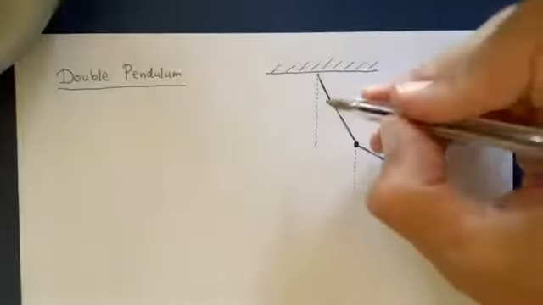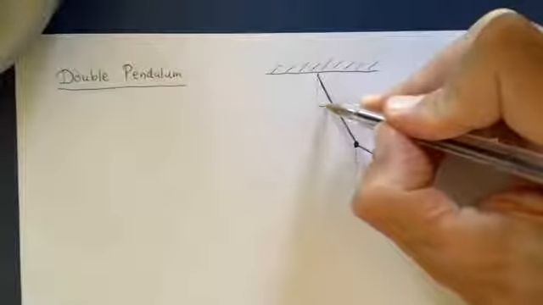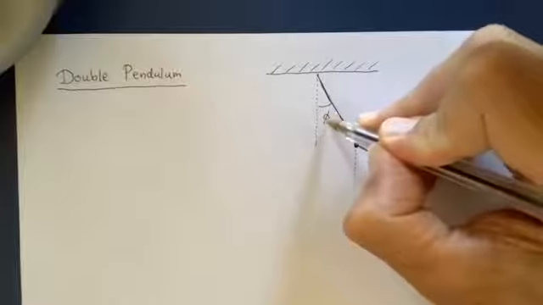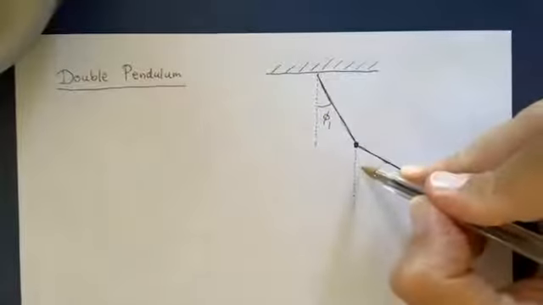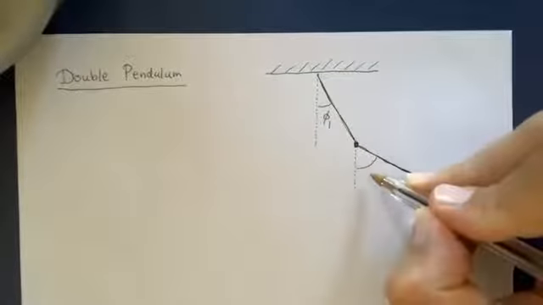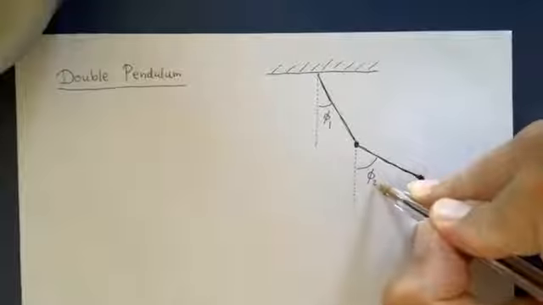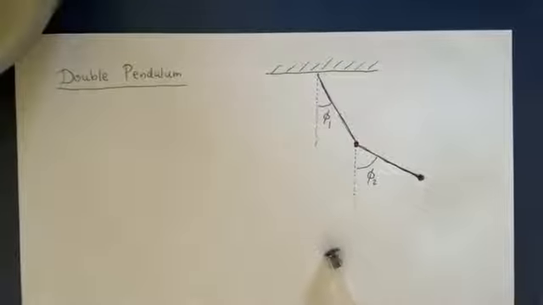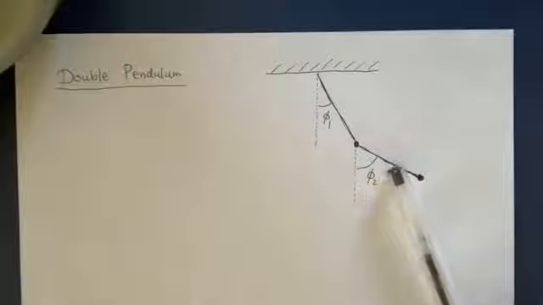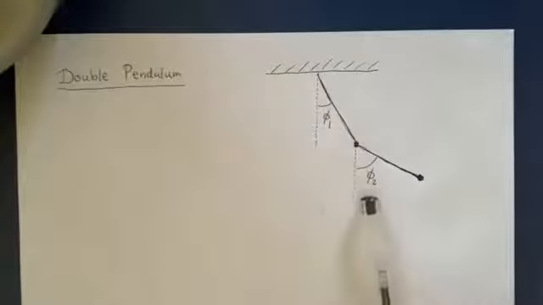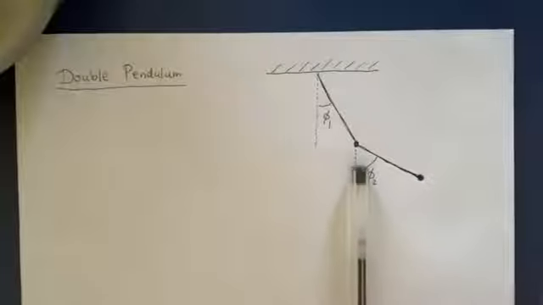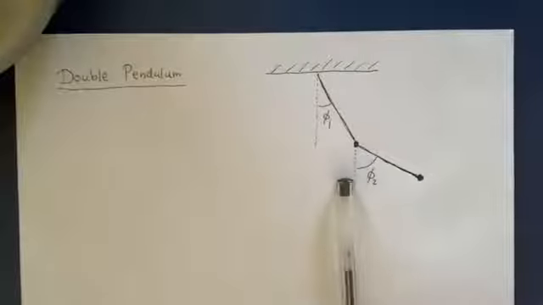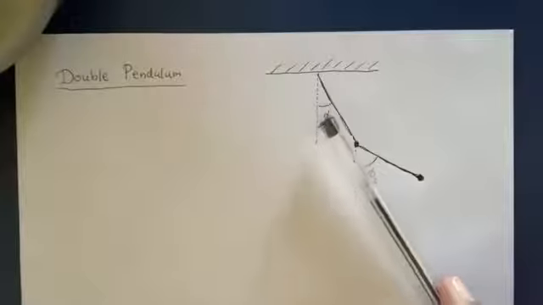Okay, and so we'll use a phi 1 here, and phi 2. Notice for the second portion of the pendulum, we have used a vertical reference line. So phi 2 is referred relative to the vertical. Perfectly okay choice. You could have done things differently.